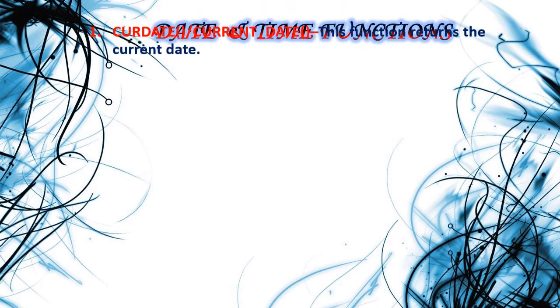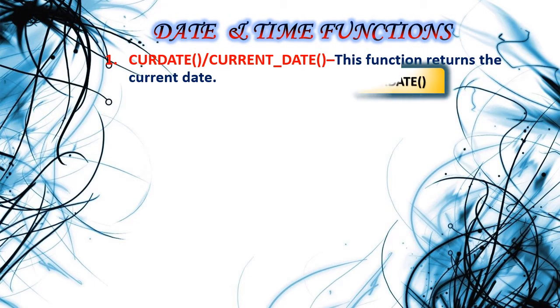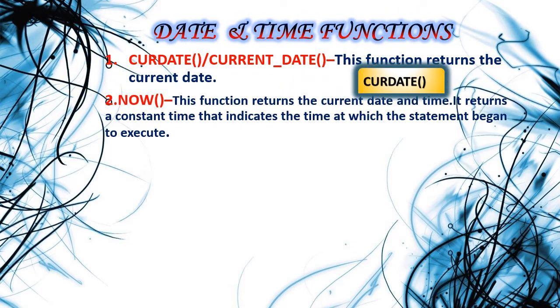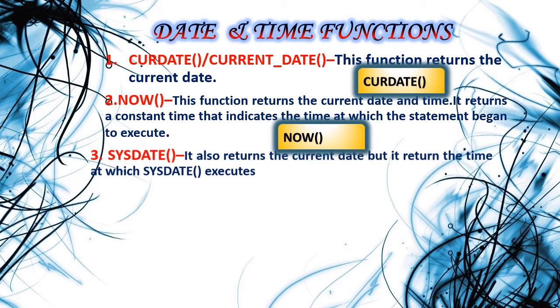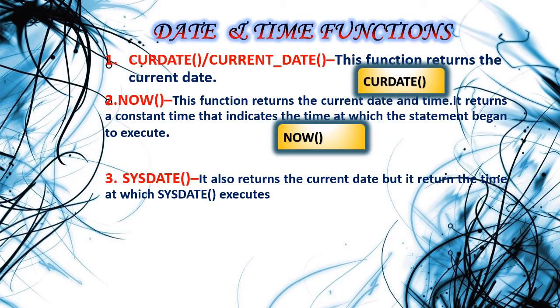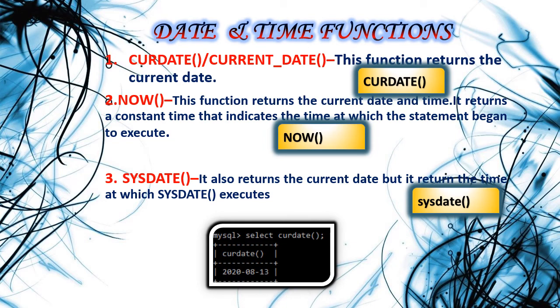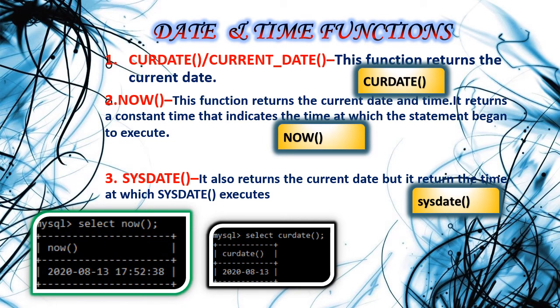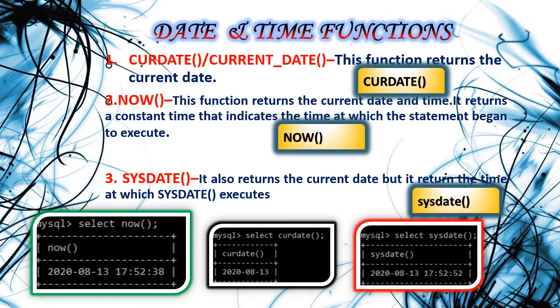Now the date and time functions. The current date function displays the current date. Now also returns the current date and time. And sysdate also returns the current date, but it returns the time at which sysdate is executed. For example, current date shows only the date, now shows the date with the time, and sysdate also shows the date and time at which the sysdate function is executed.